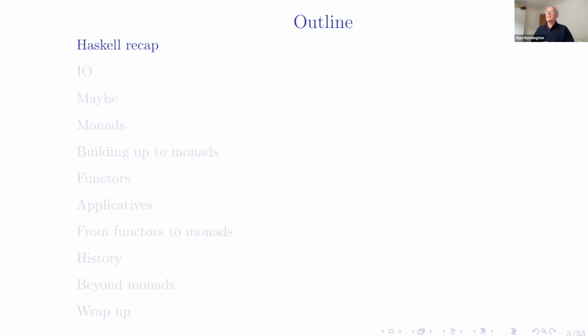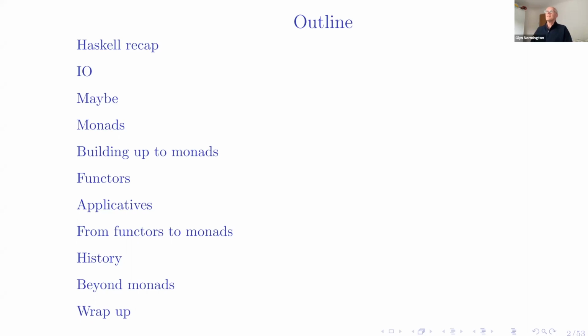The outline, let's go back. I'm going to recap a bit of Haskell, just so the relevant bits are top of our minds. Do that really quickly if I can. And then look at a couple of examples of monads, which I'll describe. I won't tell you what a monad is just yet, but we'll come to that. IO and Maybe. And then we'll look at a first pass of monads in the fourth section.